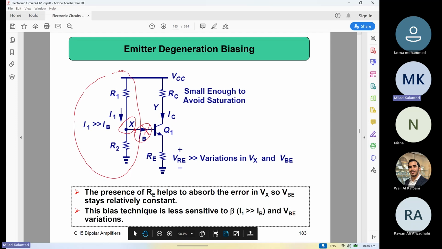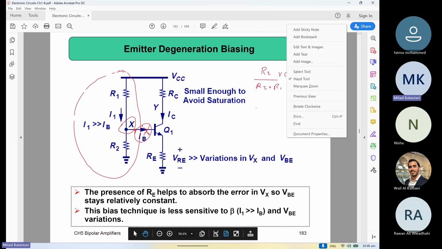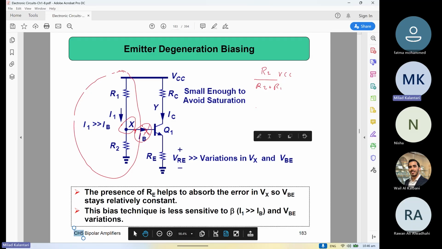I try to calculate the current for this. Right? It's just a voltage divider, right? R2 over R2 plus R1 times the VCC. This is the Vx, right? And then what is the current of the device? I mean, the base current, how can you find it?